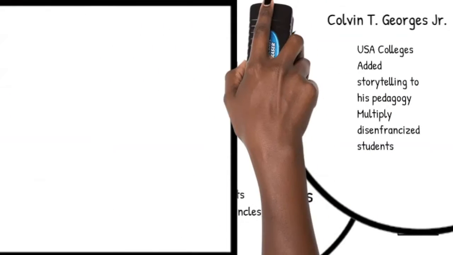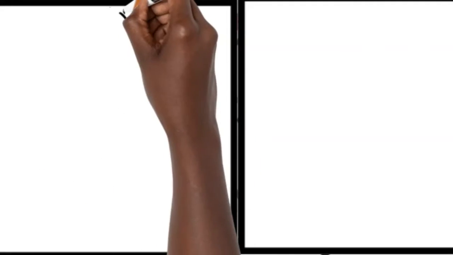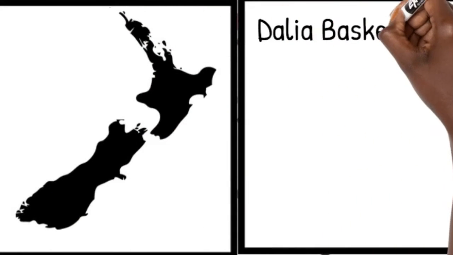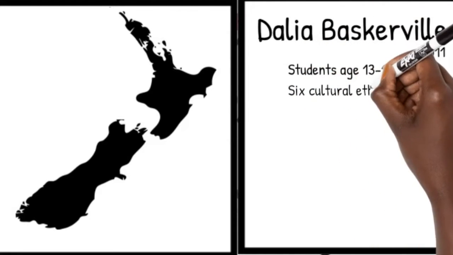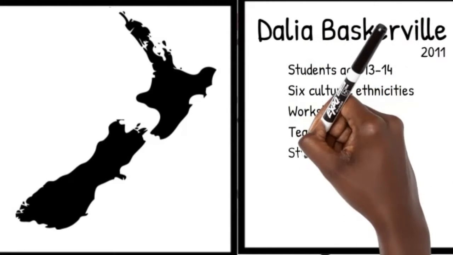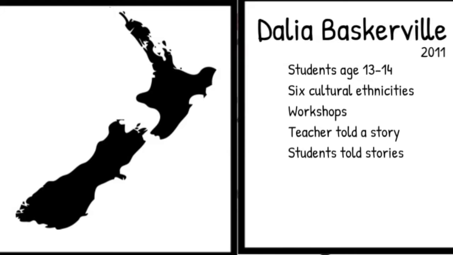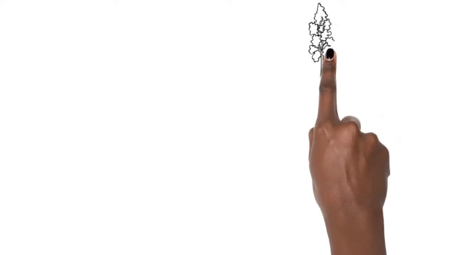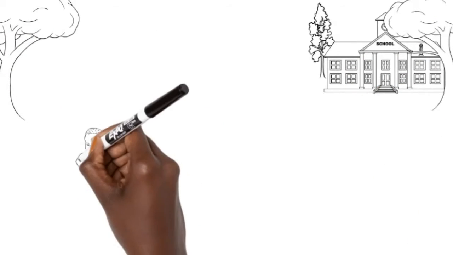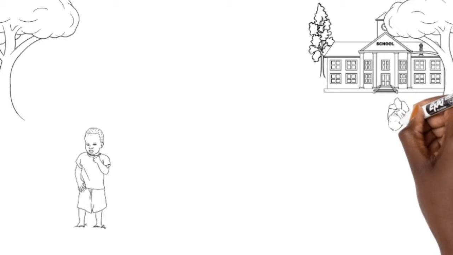The most fascinating research on implementing oral storytelling in the classroom comes from the work of Delia Baskerville, working in New Zealand. She worked with students in junior-aged classrooms, ages 13 and 14. The classrooms had up to 6 cultural ethnicities in them at each time. She did a series of workshops where teachers first told a personal story to model the storytelling process to students, and then students told their own story.